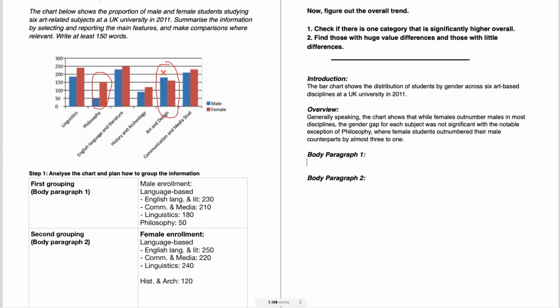All right, so just like that, we are on to our body paragraph 1, which is where we're going to start talking about male enrollment. So that is our first group. And remember, that's the blue. And I've got our first grouping, body paragraph 1, exactly here in our outline. So I'm going to use this to write my paragraph. I'm just going to start off by saying, regarding male enrollment, art and design was the only subject with more men than women at a ratio of 120 to 90.